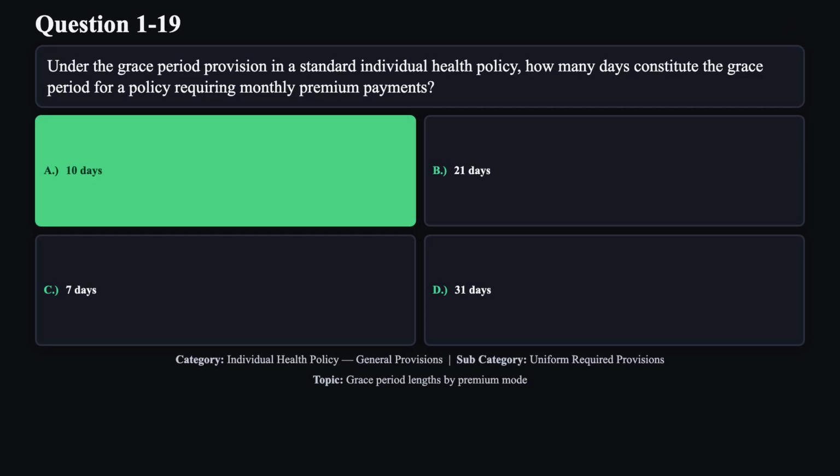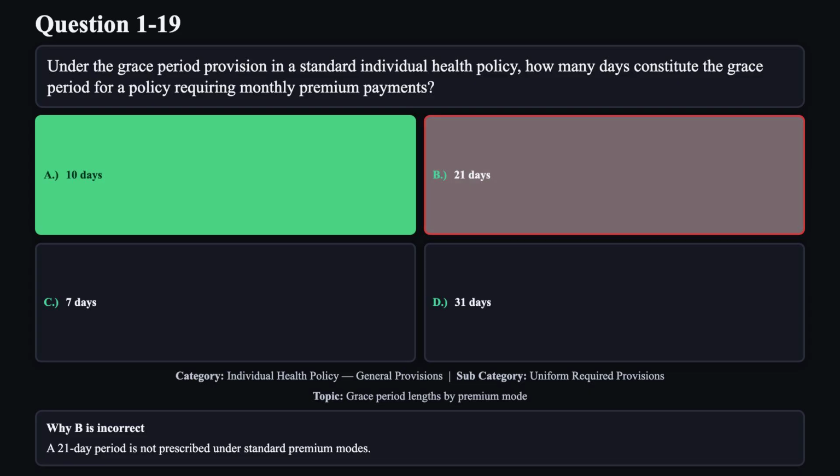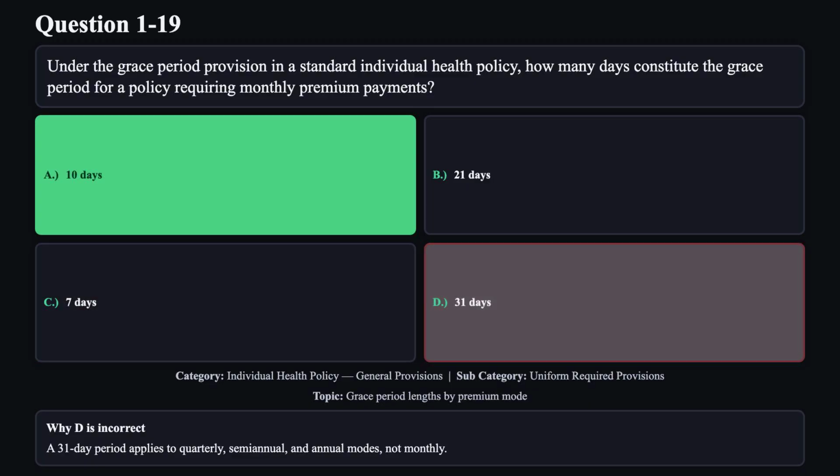The correct answer is A. According to NAIC model regulations, the grace period for monthly premium modes is 10 days, whereas weekly modes have a 7-day period and other modes have a 31-day period. Reason B is not correct. A 21-day period is not prescribed under standard premium modes. Reason C is not correct. 7 days applies only to weekly premium payment modes. Reason D is not correct. A 31-day period applies to quarterly, semi-annual, and annual modes, not monthly.